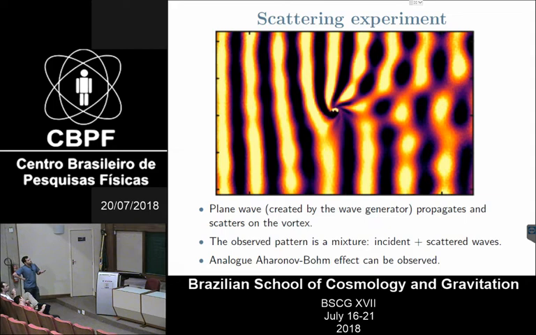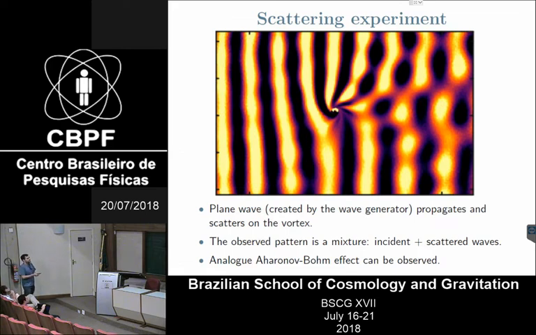Here's a typical picture that we get from the sensor after we treat the data. We have a plane wave created on this side where the wave generator is. It's propagating towards the drain, and it's being scattered. That's why you see all this interference pattern here, which is basically the incident wave plus the scattered one.